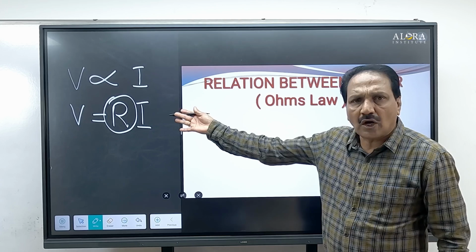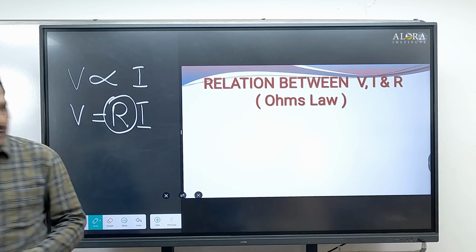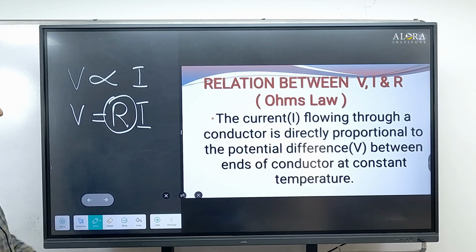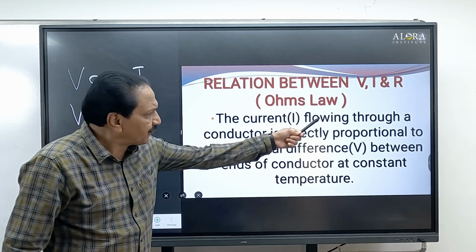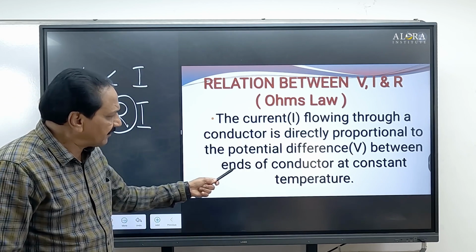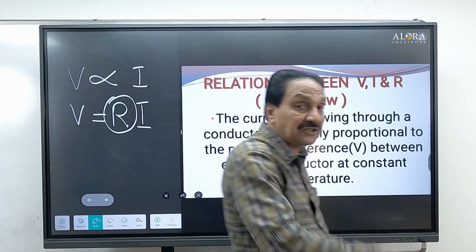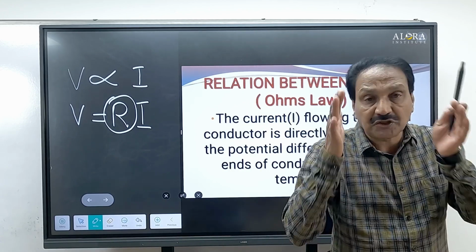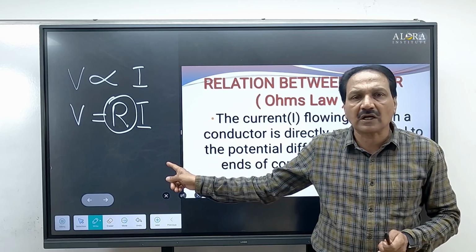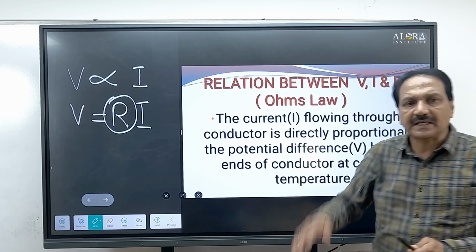This is the simple law called Ohm's law, right? You can also take it as I proportional to V. Look at the screen now. This is your Ohm's law. The current flowing through a conductor is directly proportional to the potential difference V between the ends of the conductor. But this is important: at constant temperature. That is the condition we have to apply for Ohm's law. If the temperature varies, then Ohm's law cannot be applied. So Ohm's law is applied only at constant temperature.